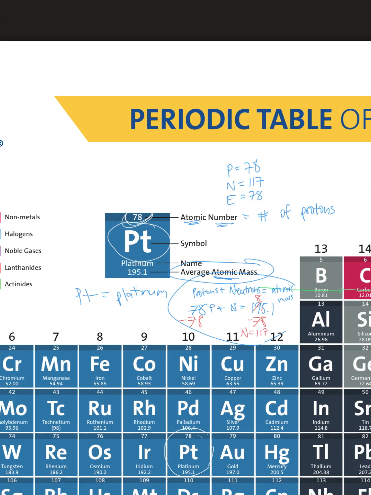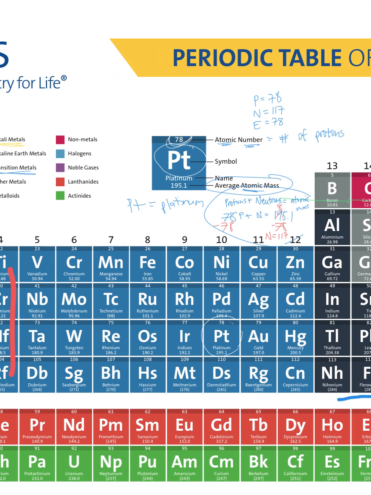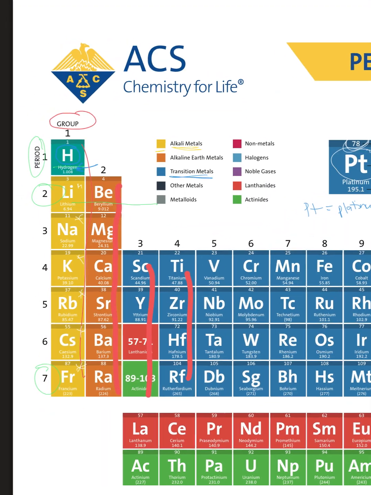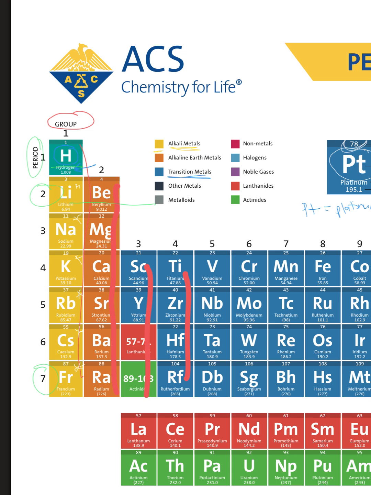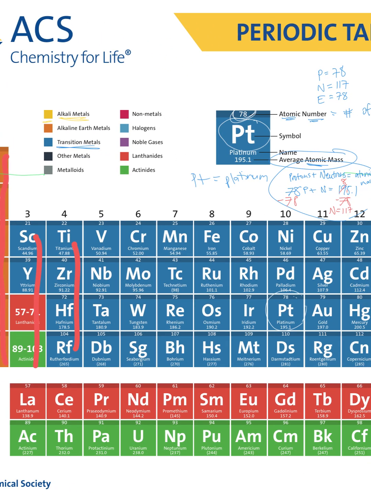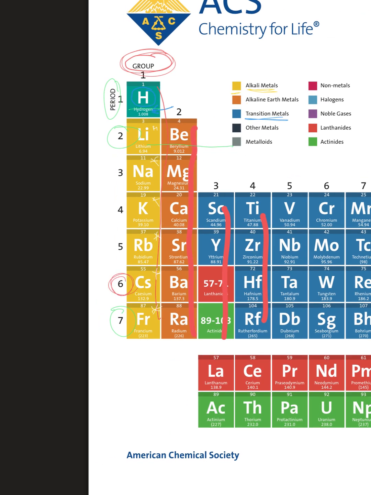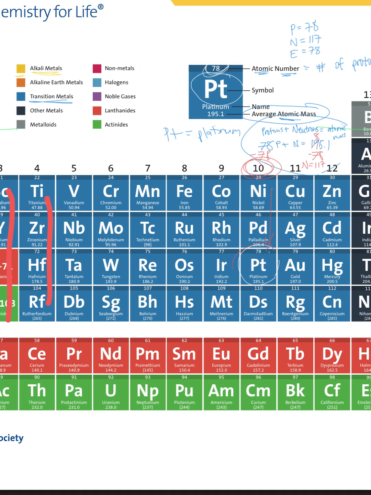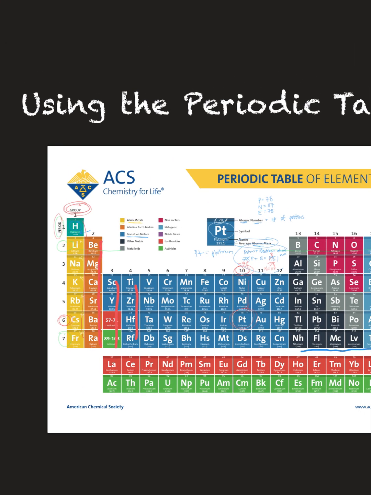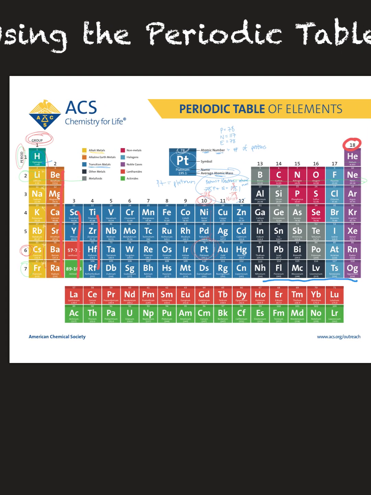I guess last things, you could say that it falls in the 10th group. So the group, again, right here, it is in the 10th group, so the 10th column, and then it is in the 6th period, okay? So those are just some facts that you can tell using this periodic table. A lot more things you could do with it, but this video is already at 10 minutes, so let's end it.